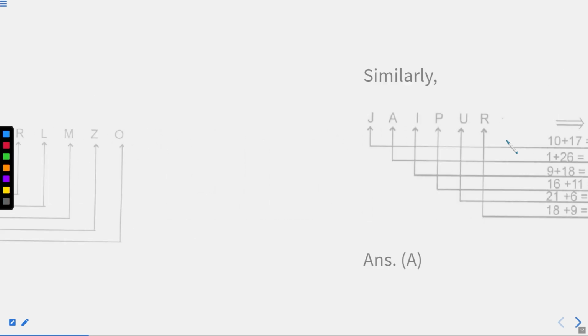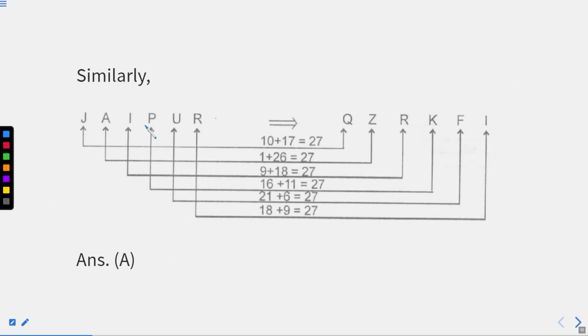Now I'll move to the question word. The question word is JAIPUR. We all know that J has a place value of 10. Just to make it 27, what are we supposed to add? That is 17. On the 17th place, we have Q as a letter. So J will be coded as Q. In the similar manner, A will be coded as Z, I will be coded as R, P will be coded as K, and U will be coded as F. The last one is R, which will be coded as I.